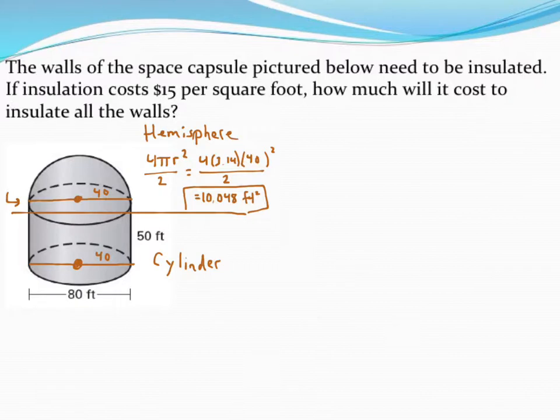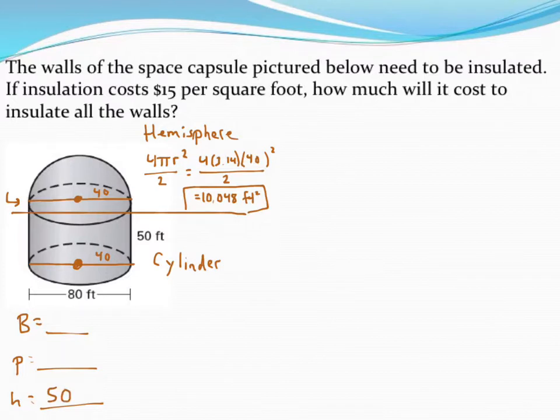All right, let's move back to the cylinder. Recall, to find the surface area of a cylinder, we need to find some things. We need the area of the base, we need the perimeter of the base, and then I need the height of the cylinder. So the height of the cylinder is easy. That's just 50 feet. From the bottom circle to the top circle of the cylinder is 50 feet.